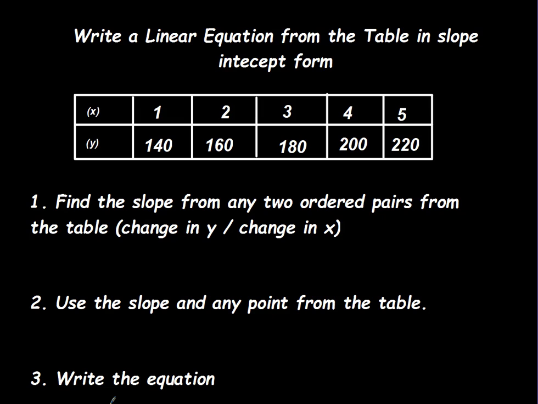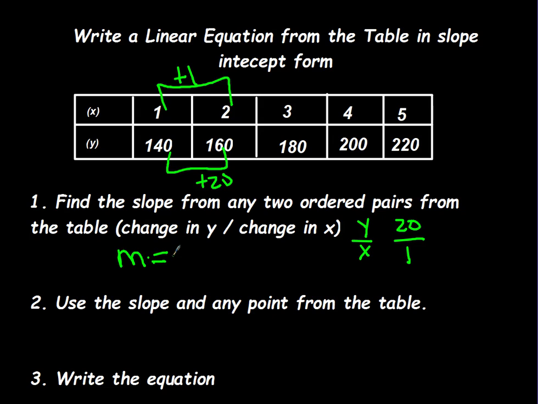And so, for example, here, I'm going to go with 140 to 160. My rate of change would be plus 20, and then over the x, 1 to 2, I'm going to add 1 because there's one difference. Well, my y over x, I'm going to get 20 over 1. So I know my slope is going to be equal to 20.